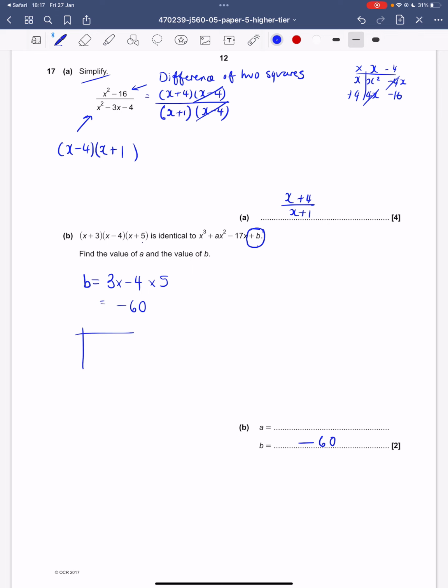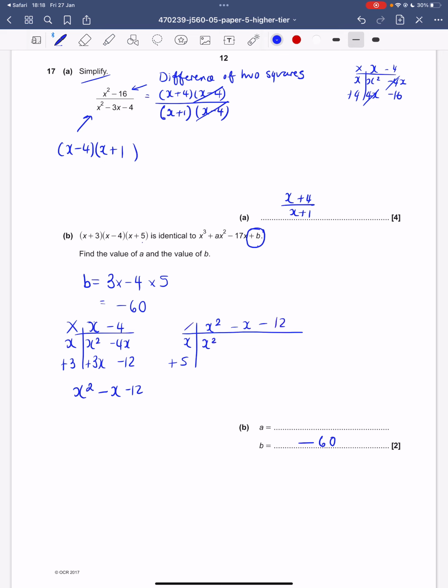Right, so let's do x plus 3 times x minus 4. X squared minus 4x plus 3x minus 12. I've done this a couple of times now. So it's going to be x squared minus 1x minus 12. So I've done the first two. The next thing we need to do is multiply that by x plus 5.